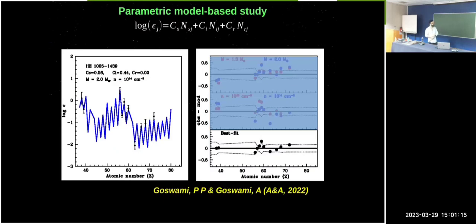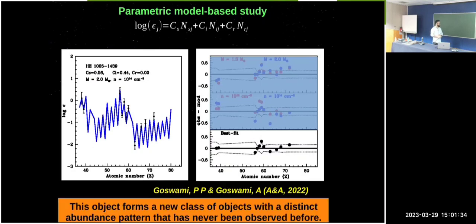So we used this parametric model function, and we found that a parametric model with 56% S process contribution, 44% I process contribution, and no R process contribution can give a satisfactory fit to the program star. So this object forms a new class of objects with a distinct abundance pattern that has never been observed before. So we wanted to see how this star could have formed.